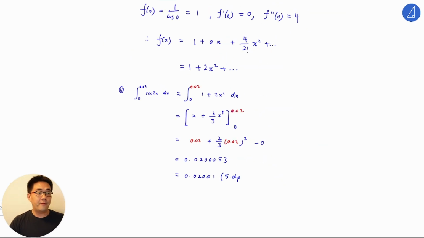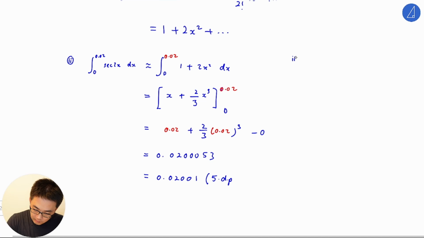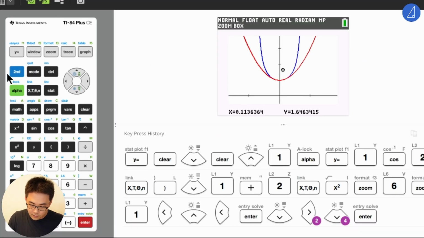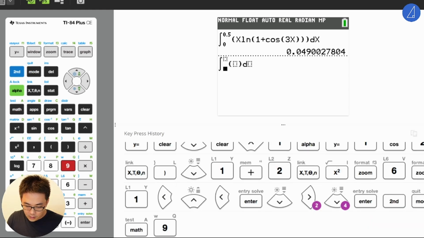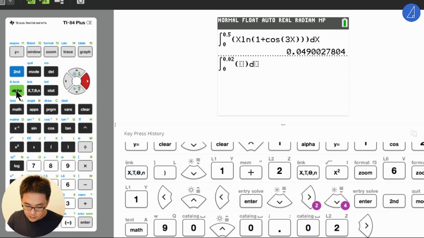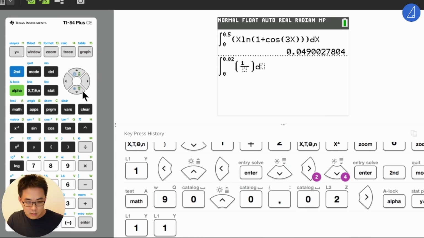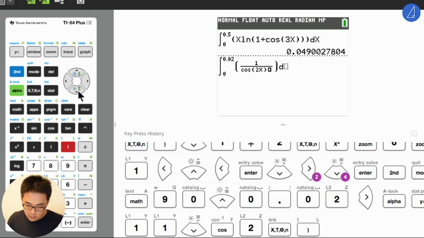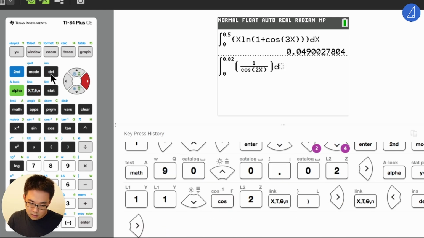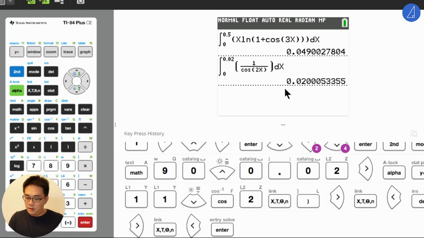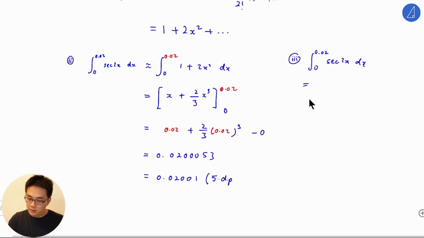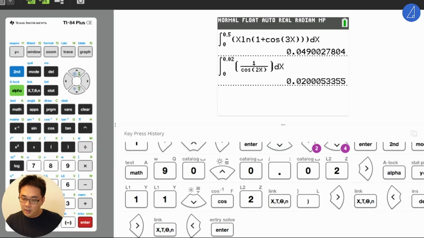Then part 3 is just keying calculator. Quite straightforward. This will just be math 9, 0 to 0.02 of secant 2x, or 1 over cosine 2x. This is x here. Okay, in this case, you can just use x, but if you want to use an alphabet, also can. We get 0.020053, so this is 0.02000053. Amazing, right? The accuracy.